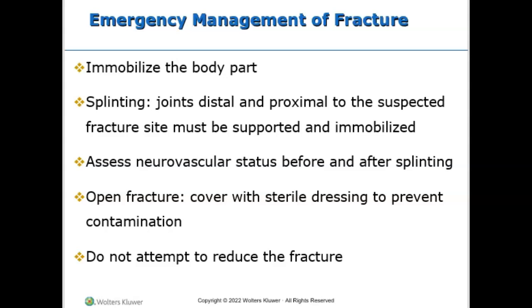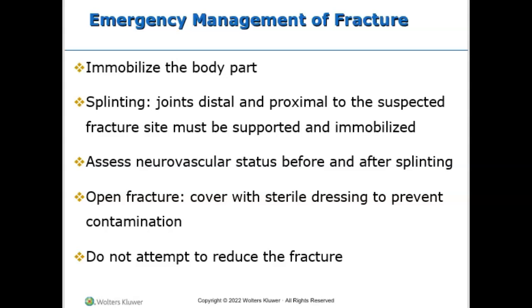Sometimes you'll have surgery or metal rods that need to be placed inside to reset the bone. Splinting is done because the joints distal to and proximal to the suspected fracture site have to be supported and immobilized while they reattach and heal. So we have to assess neurovascular status before and after splinting or casting. If the patient has an open fracture, we must cover it with a sterile dressing to prevent contamination and infection.